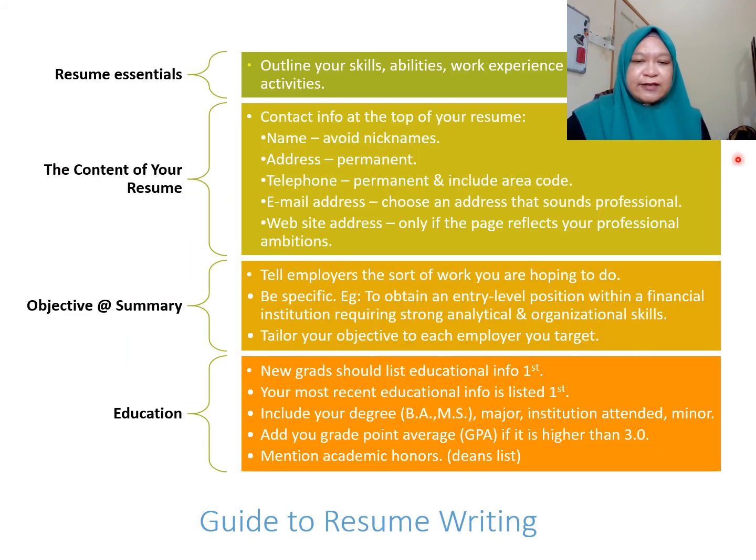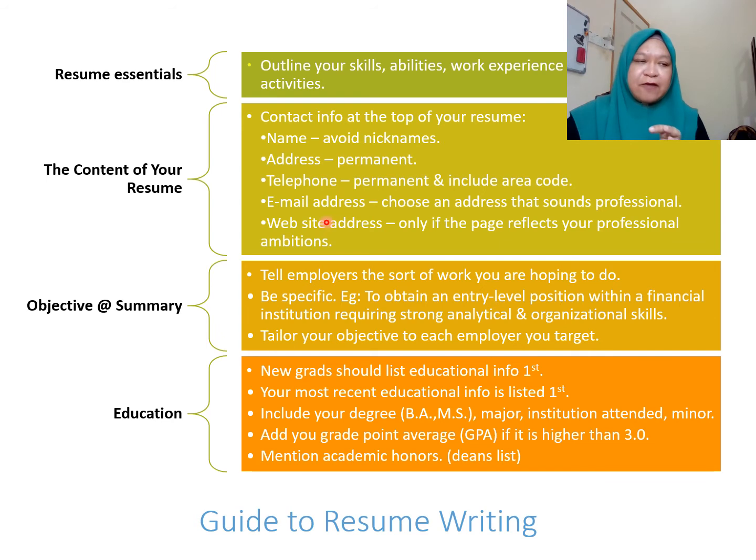So how to write the resume? The essentials that we need in the resume are, of course, your skills, your abilities, your working experience, and also your extracurricular activities during your study time. Of course, you have to write down your full name. Don't write your nickname. Make sure the name you write is your full name. Address, your permanent address. Telephone, your telephone number, your email address.